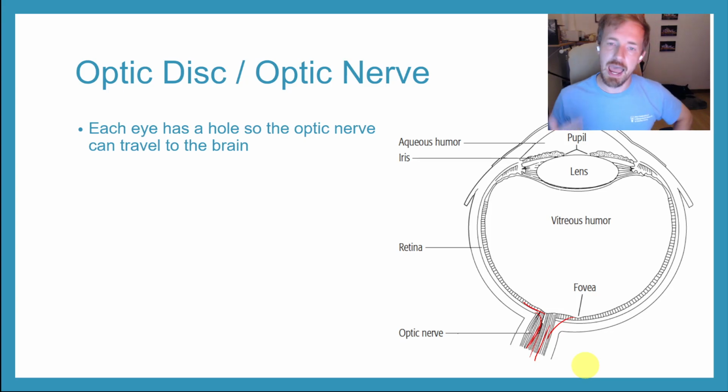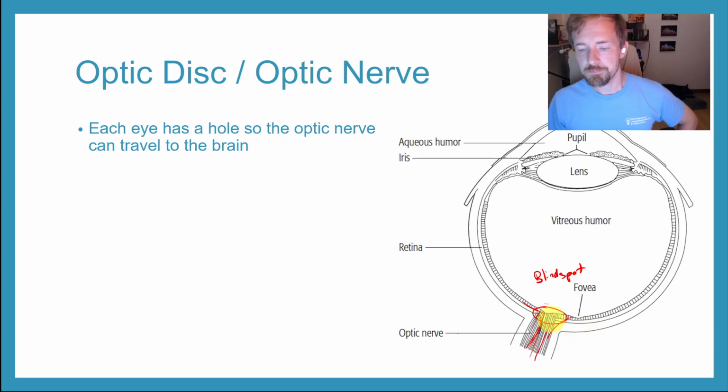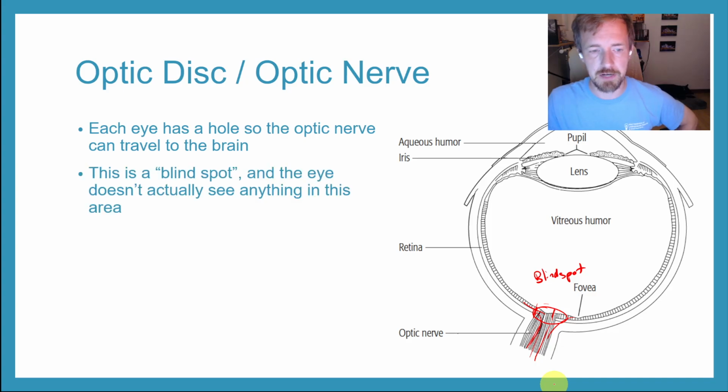And each eye has essentially this little hole right here. We call this the optic disc or the blind spot. The blind spot is a spot in our eye where we can't actually see anything. We literally cannot perceive or detect any light here because there are no photoreceptors there. That's where those axons are leaving the eye so they can get to the rest of the brain.